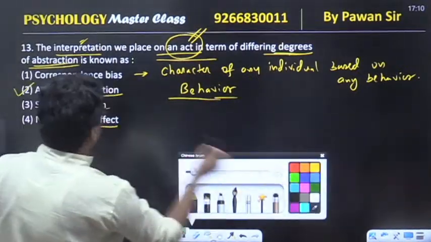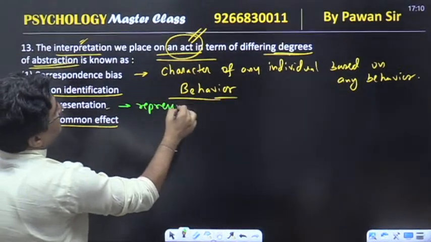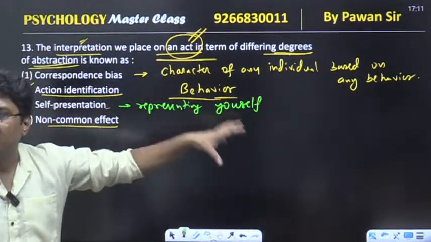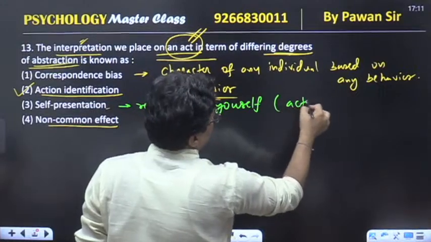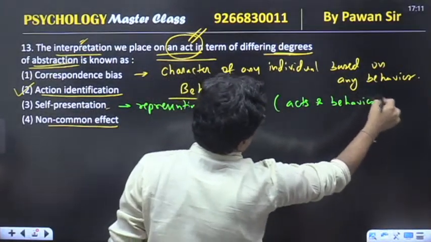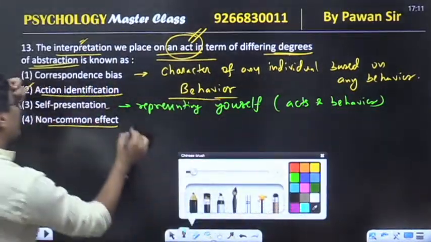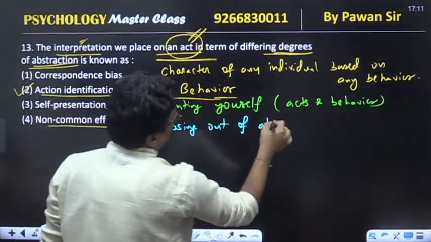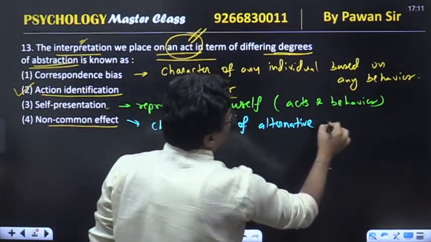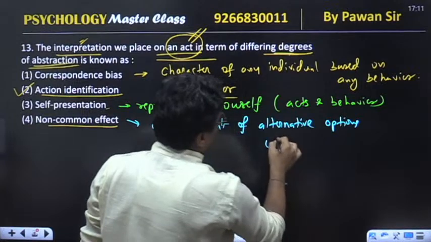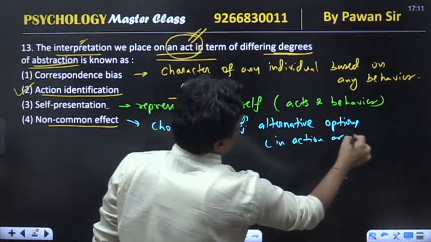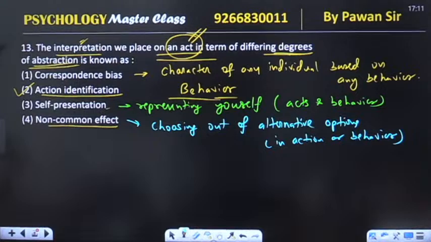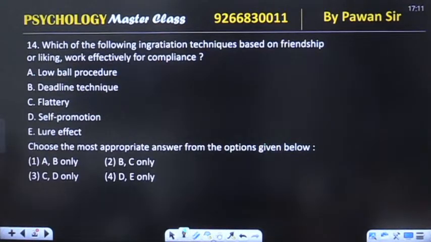So self-presentation is representing yourself in terms of various acts, whereas the non-common effect is choosing out of alternative options in action or behavior. So these are the four phenomena. The answer is option two. Let us move on to the next question.